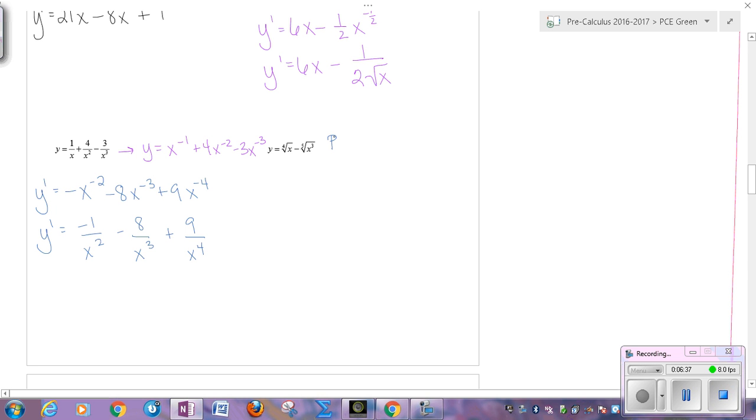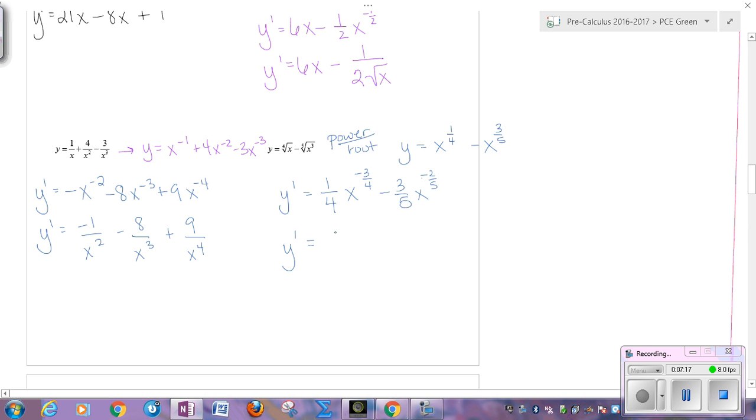Okay, last one, just a little reminder, power over root. I know it's been a while since we've done that. So this is the same thing as y equals x to the 1/4 power minus x raised to the power over root, so 3/5. Okay, so now when I write the derivative, it's going to be 1/4 x, and now you're subtracting 1, so this is going to become negative 3/4, minus 3/5 x, and then you're subtracting 1, so that's going to be negative 2/5.